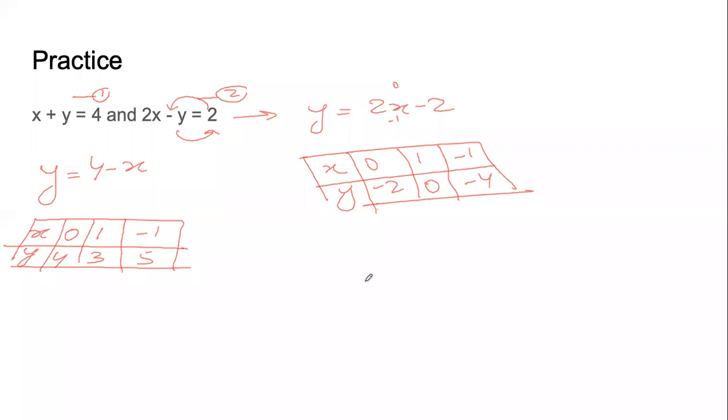Once we have these pairs of points, what we are essentially saying is x equals 0 and y equals 4. This is a solution to the equation. x equals 1 and y equals 3 is another solution to this equation, 1. x equals -1 and y equals 5 is another solution to equation 1. Similarly, (0, -2), (1, 0), (-1, -4) are 3 different solutions for the second equation.